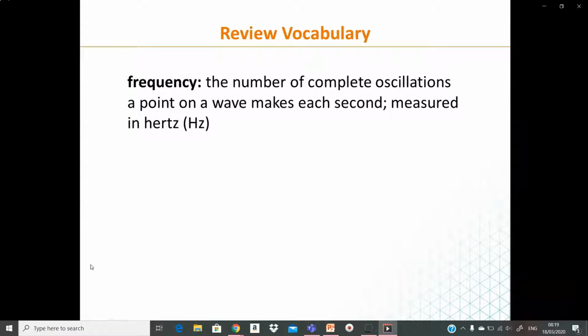First of all, the frequency. The frequency, as you know, is the number of vibrations per second. This is why it is measured in hertz, and the hertz is 1/second.